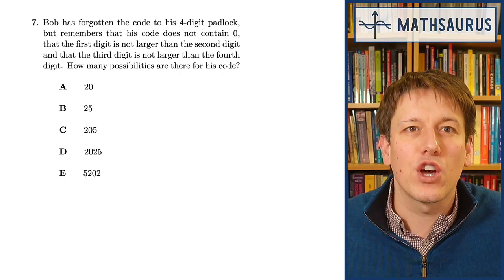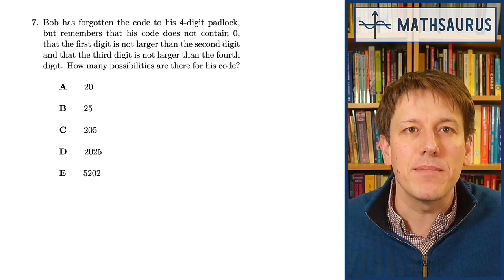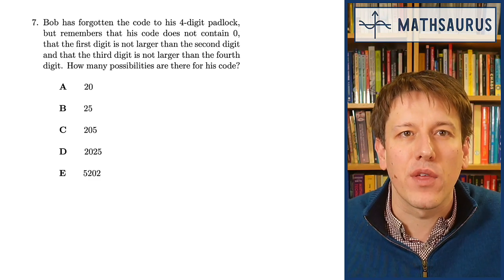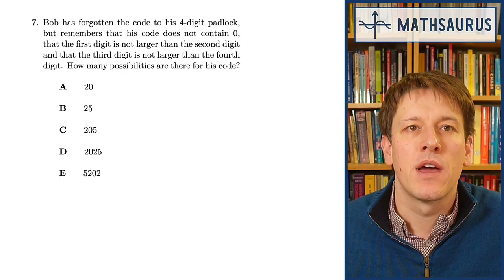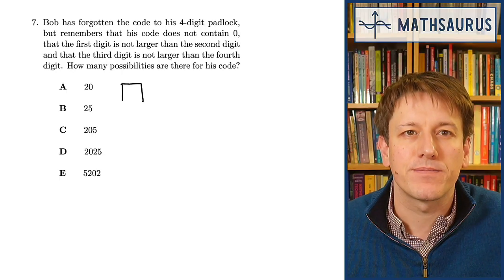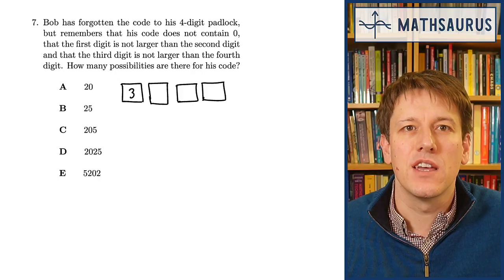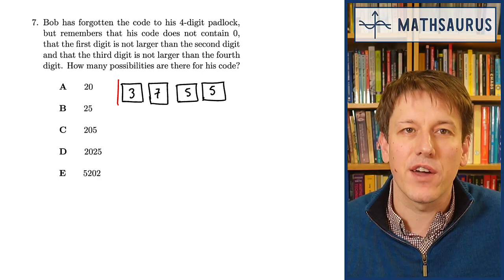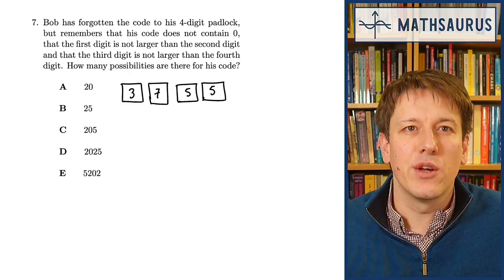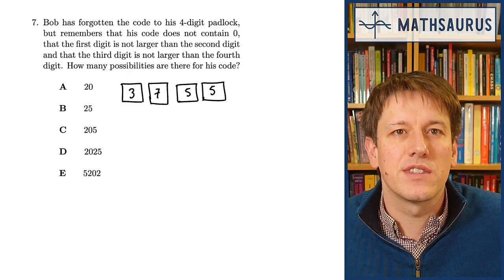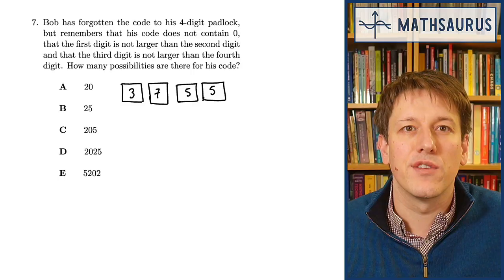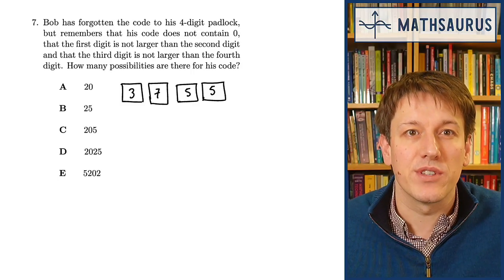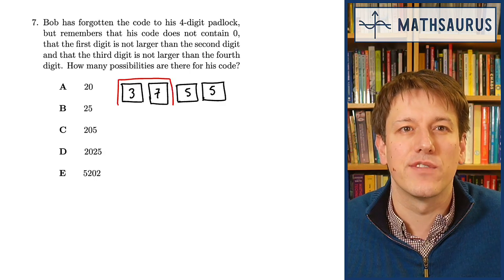Bob has forgotten the code on his 4-digit padlock, but remembers that the code does not contain 0, that the first digit is not larger than the second digit, and that the third digit is not larger than the fourth digit. How many possibilities are there for his code? Well, let's have 4 spaces for the digits and just think about the sorts of codes we can have. Something like 3755 would be valid here. There are no zeros, the first digit is not larger than the second, and the third digit is not larger than the fourth digit. Nothing says they can't be equal. So the first digit is basically less than or equal to the second one, and the third digit is less than or equal to the fourth one.